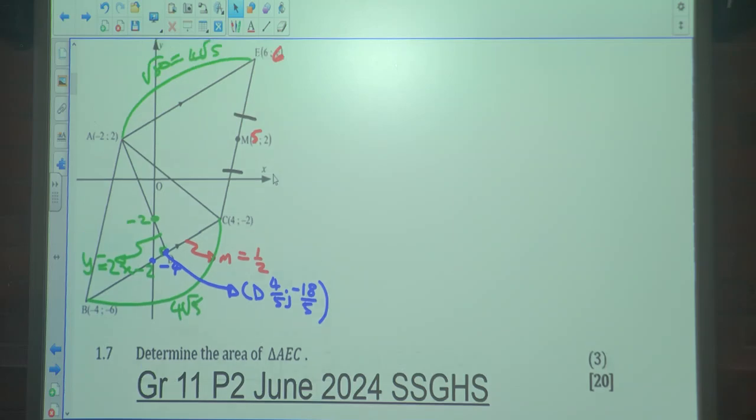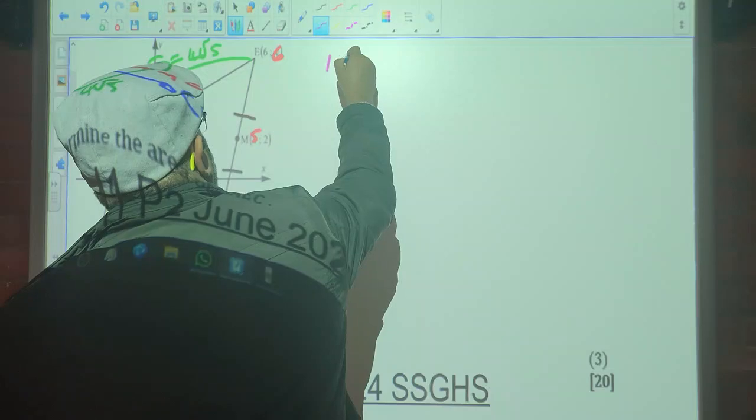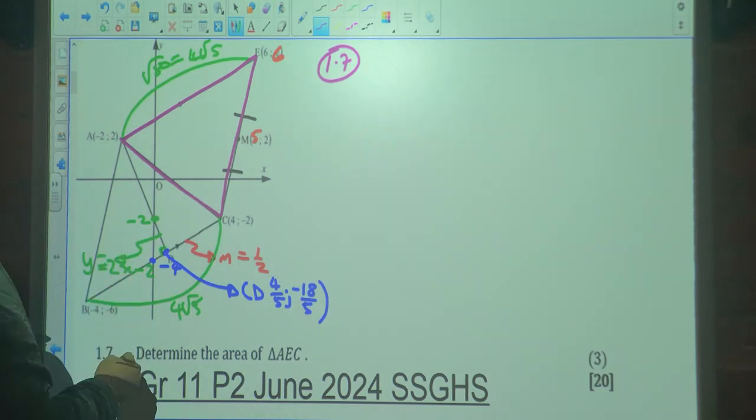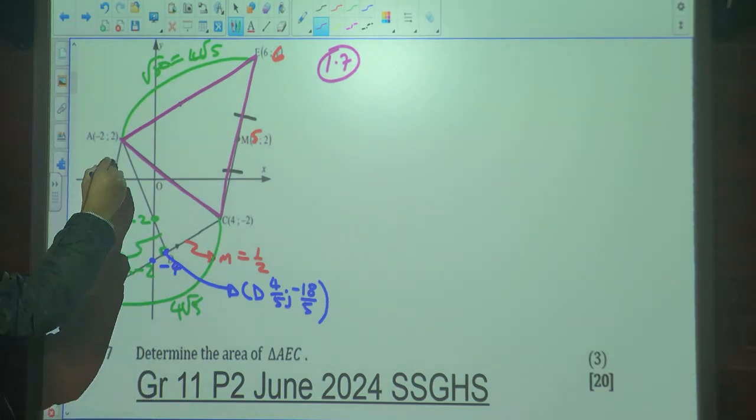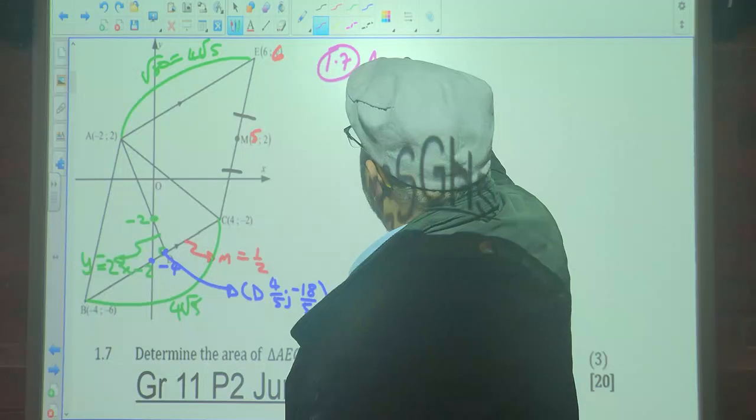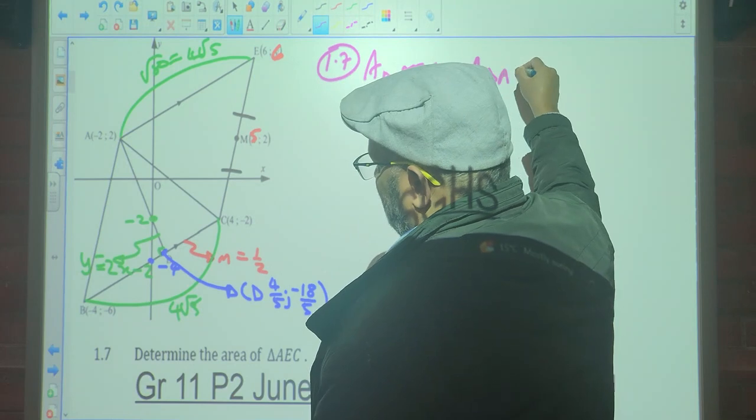1.7. In 1.7, we are told to determine the area of triangle AEC. The area of triangle AEC. So AEC, this triangle, is the same size as this triangle. Why? Because the diagonals bisect the area of a parallelogram. Okay, so I'm just going to write that down. So area of triangle AEC is equal to the area of triangle ABC.